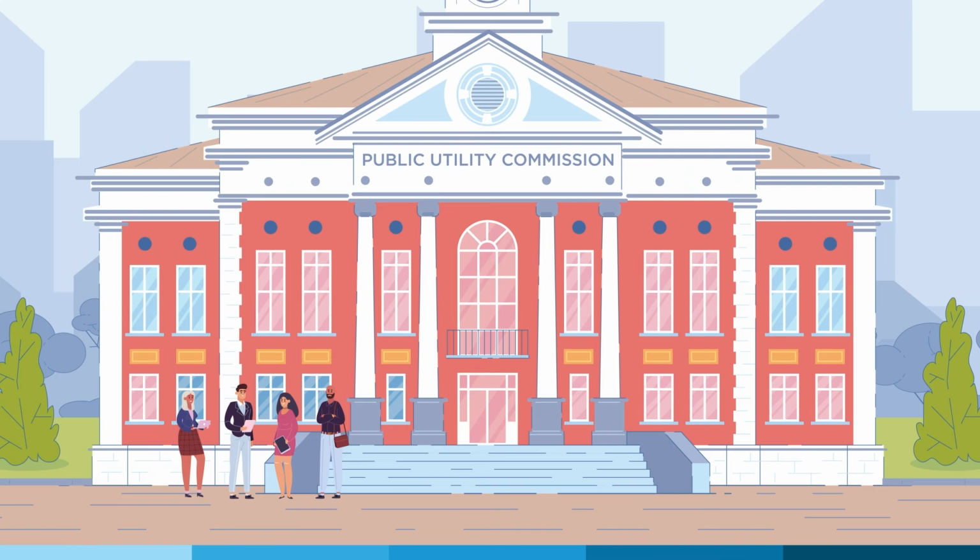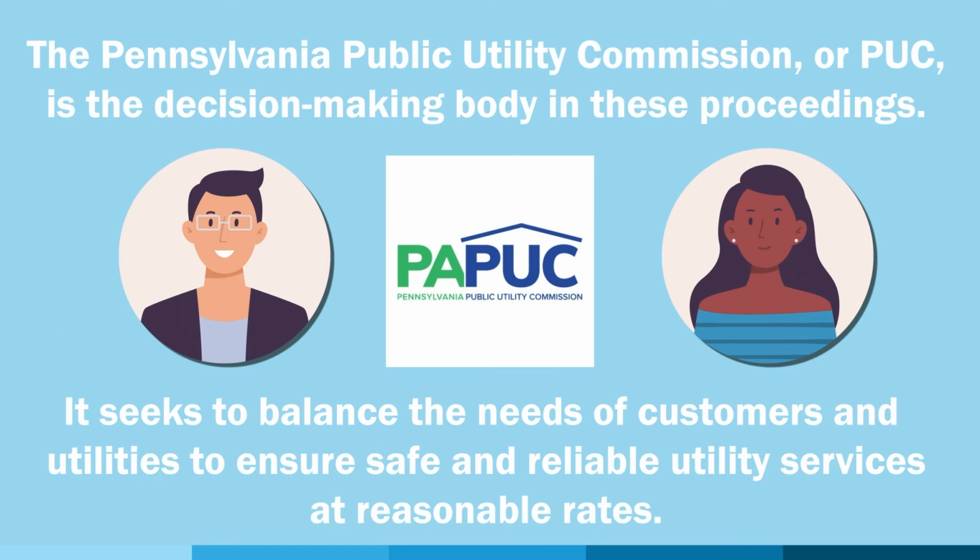Step 1. Filing the rate case. The first step is to file a petition with the Pennsylvania Public Utility Commission that describes the request and provides the data supporting the request. The Pennsylvania Public Utility Commission, or PUC, is the decision-making body in these proceedings. It seeks to balance the needs of customers and utilities to ensure safe and reliable utility services at reasonable rates.